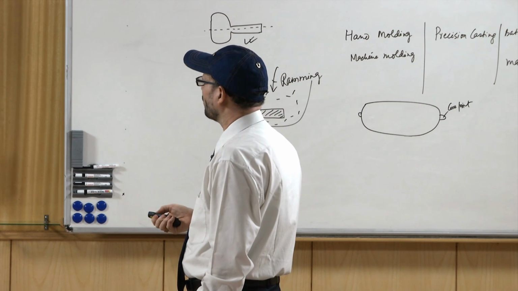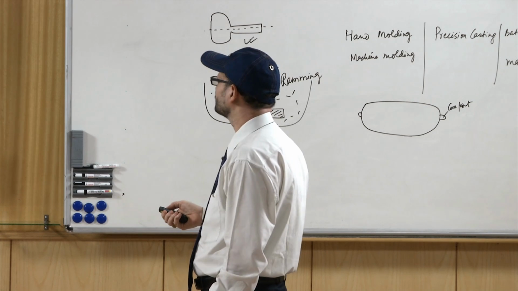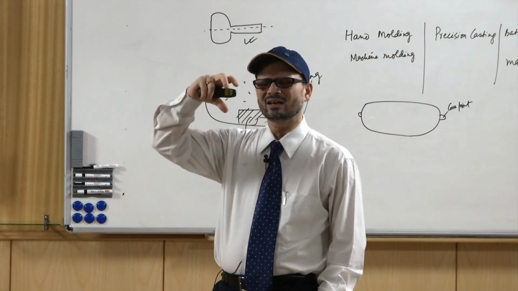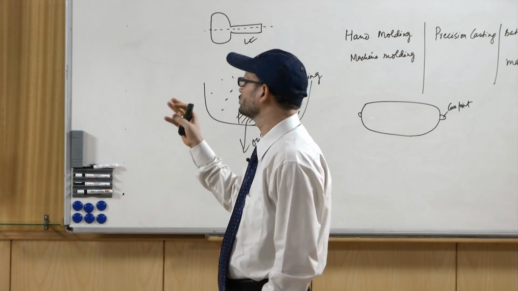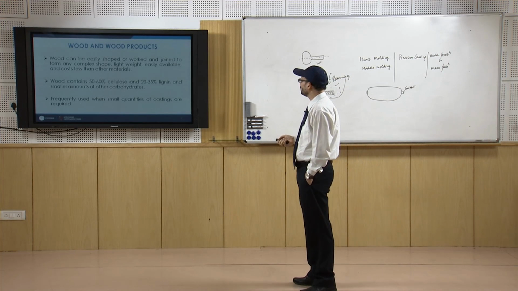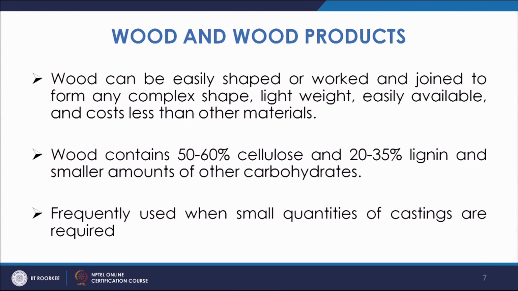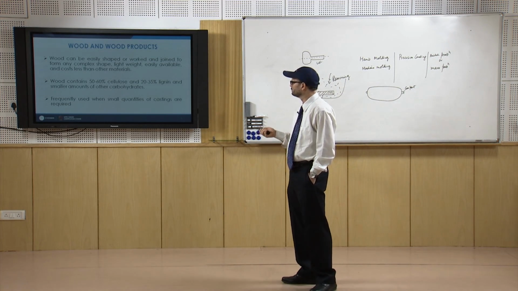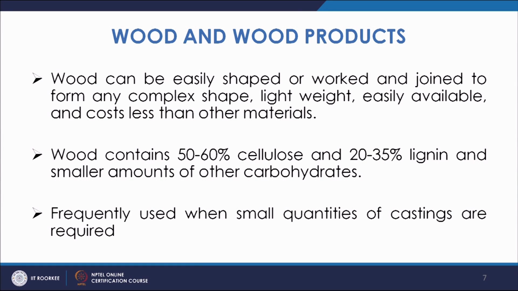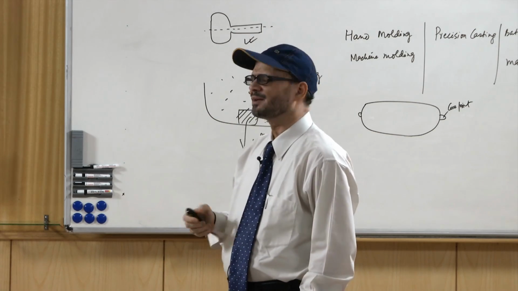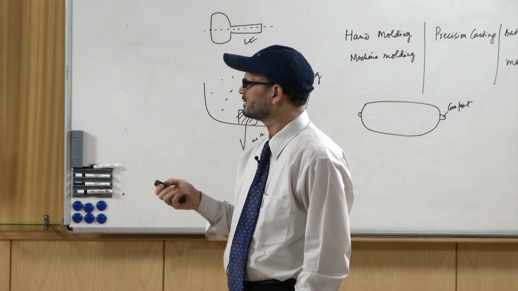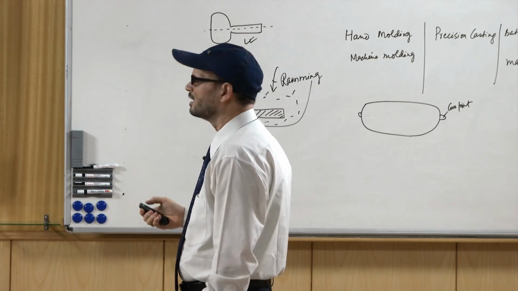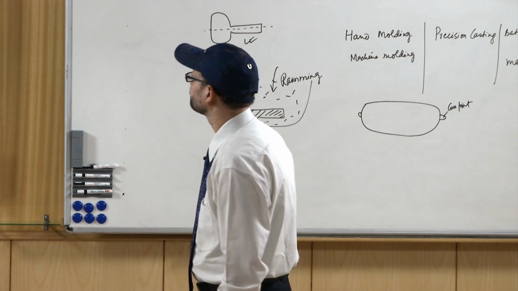About the wood, you know, wood contains 50 to 60% of cellulose and 20 to 35% of lignin. Apart from that, you have some amount of carbohydrates. So, this is the structure of wood. Wood is frequently used when small quantities of castings are required. The reason is that if you use it in sand molding for a larger number of runs, there may be abrasion on the wood. So, it is suitable when you are going to use the pattern for a limited, not very large, number of castings.